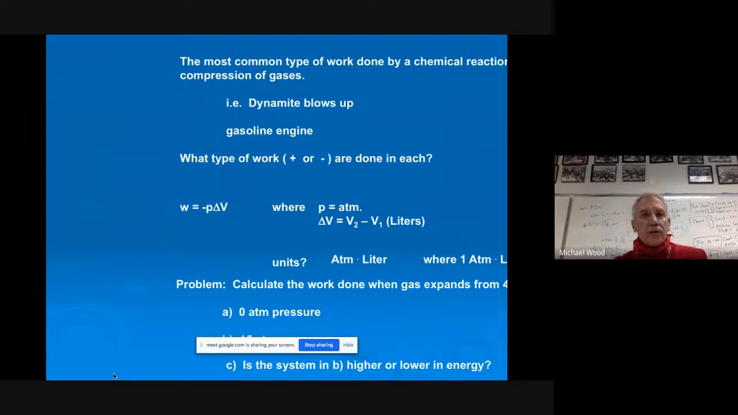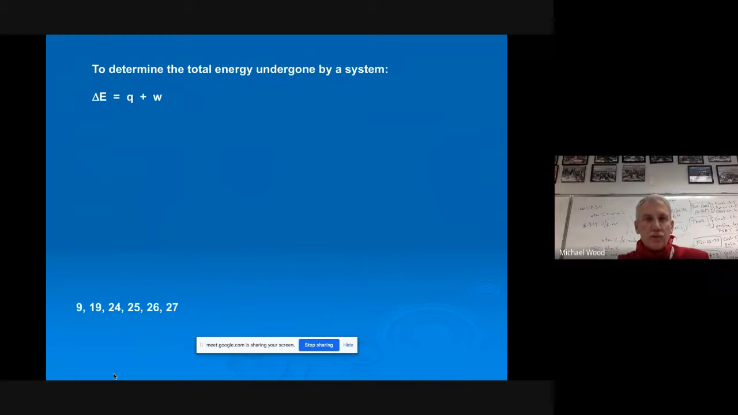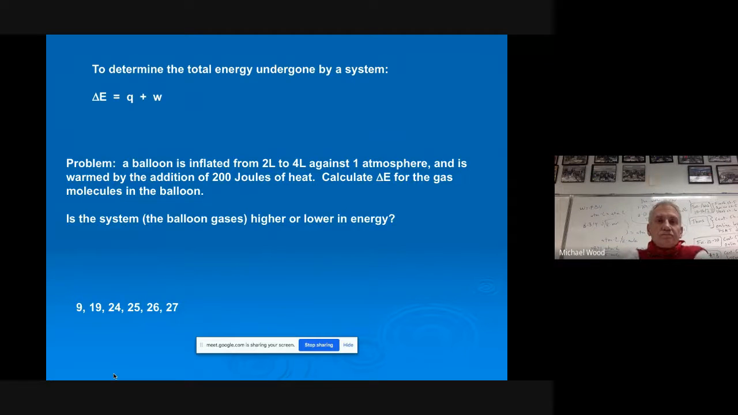Okay, so delta E is equal to Q plus W, where the total energy of a system, E, is equal to Q plus W. So here's another problem. If we remember what work is and what energy is: a balloon is inflated from 2 liters to 4 liters against 1 atmosphere and is warmed by the addition of 200 joules. So we can do work, and then we know the Q, so we can plug this all in.